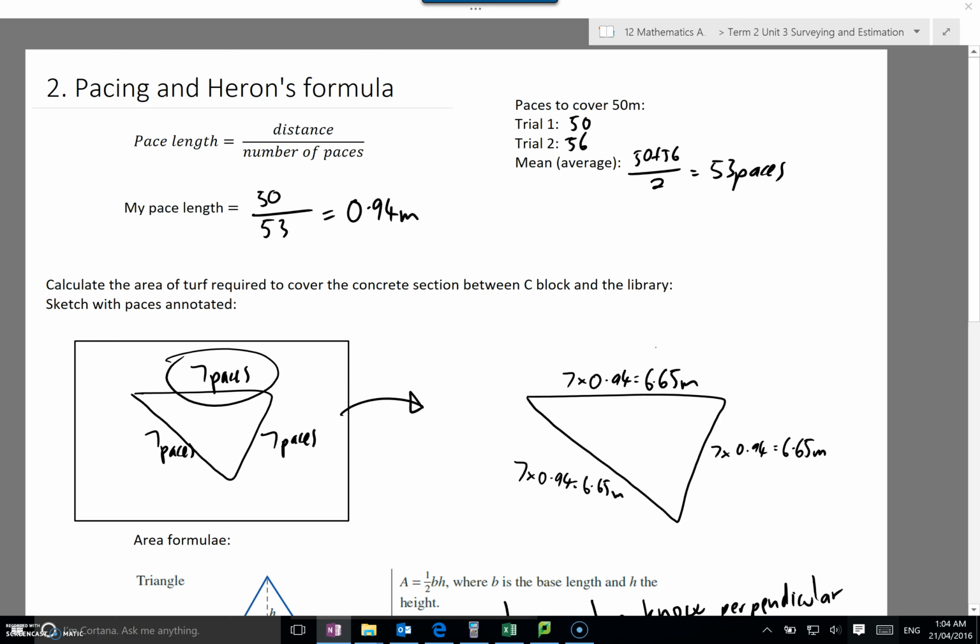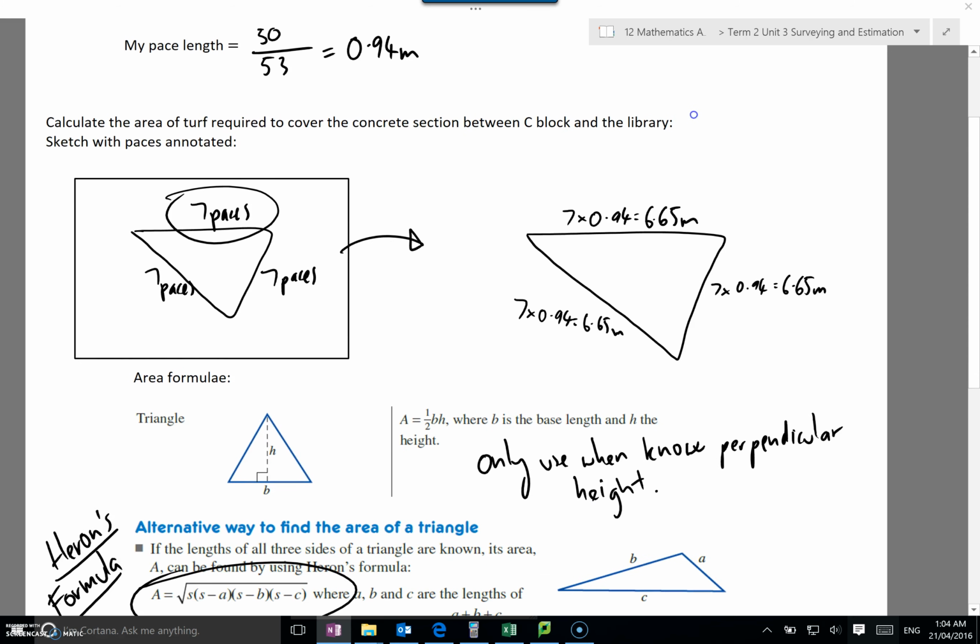So after we calculated our pace length, we went and found this little triangle that's between C block and the library, and decided that it looked pretty ugly. We want to replace it with turf. So I walked around it just naturally to find how many paces it was on each side. Ended up being 7 paces each side. And drew this diagram of what that triangle looks like, trying to find the area of it.